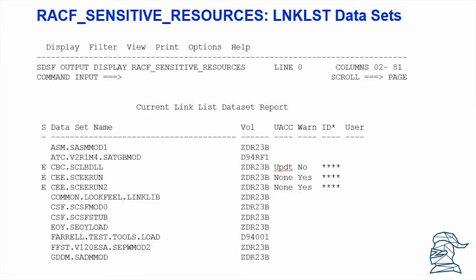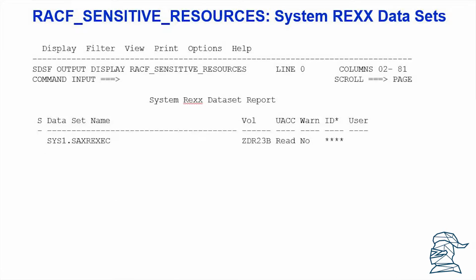Linked list datasets are shown next. Update authority to any of these datasets allows the substitution of arbitrary programs in place of the programs that users are expecting. What a great way to allow Trojan horse programs. System REXX datasets are analyzed next. System REXX programs contained in these datasets can be run with system-level privileges. You can't allow just anyone to modify these.